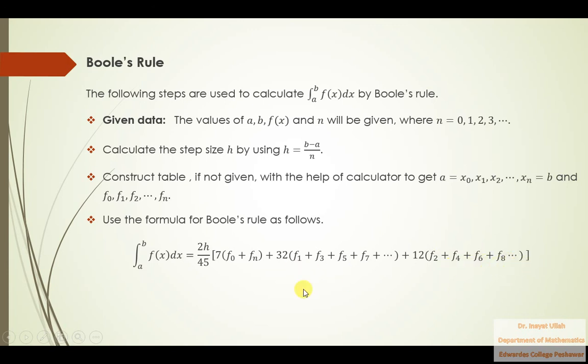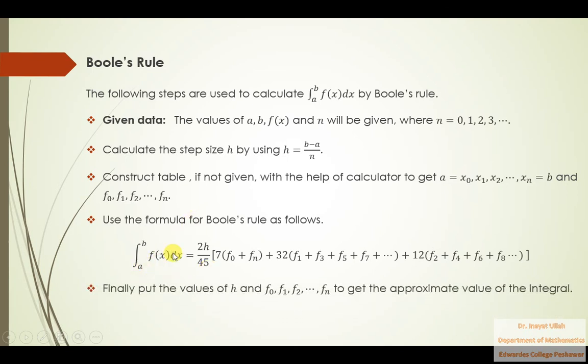So this is called Boole's rule to calculate the approximate value of this definite integral, and the last step is the same as discussed previously: put the value of h and all those fi's to get the approximate value of this definite integral. So this is Boole's rule.